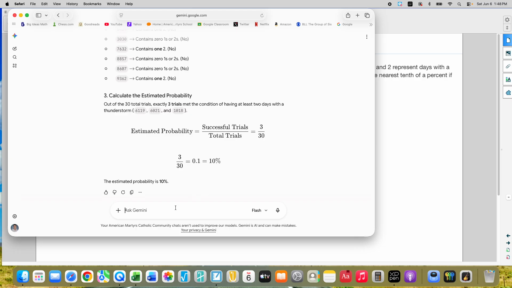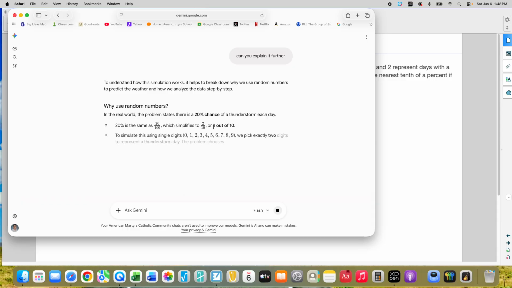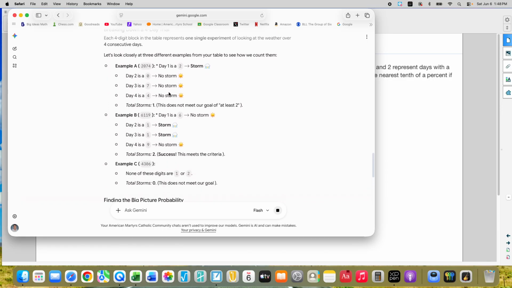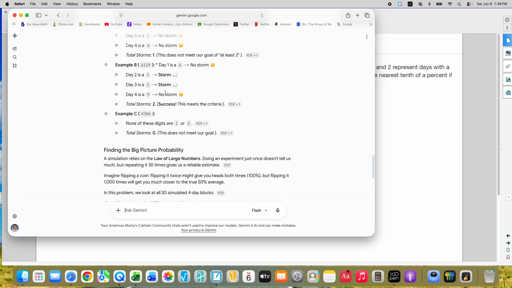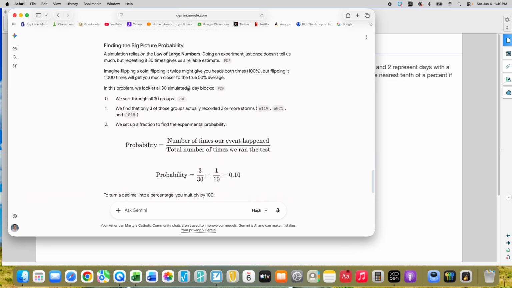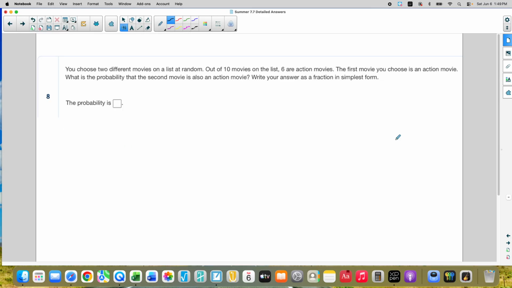And then if you didn't understand it, you can type, hey, can you explain it further if we didn't understand? And then the cool thing is it will. Why use random numbers? Breaking down the 4-day trial. No storm. See, now it says no storm. And it says that there was a storm, but only one storm. Example B shows when there were 2 storms. And then it can go into further detail. And if you want more, you can do more.